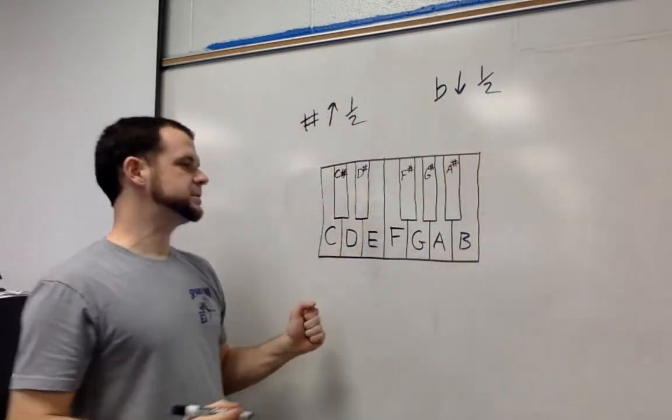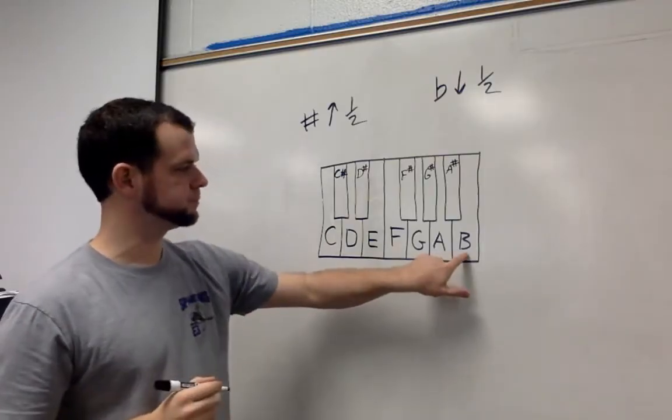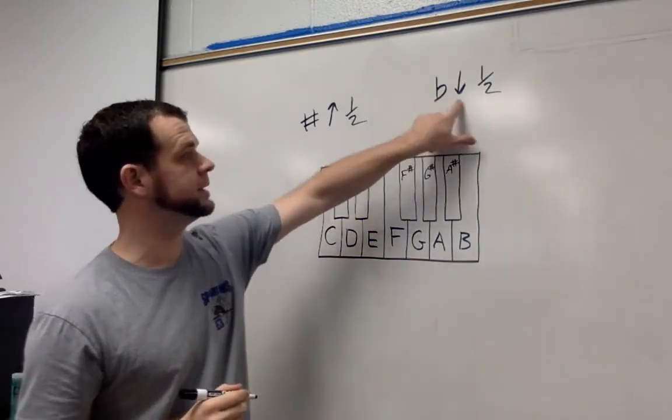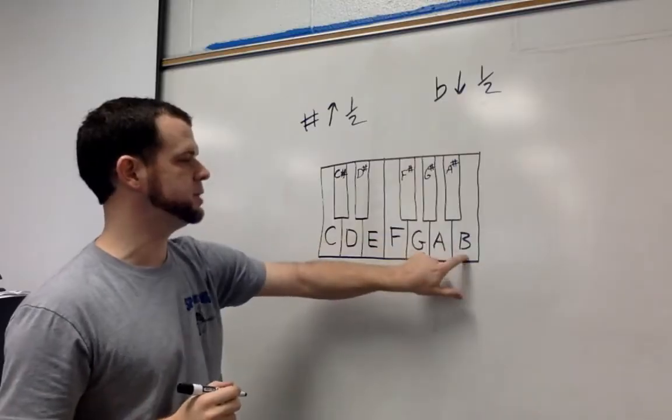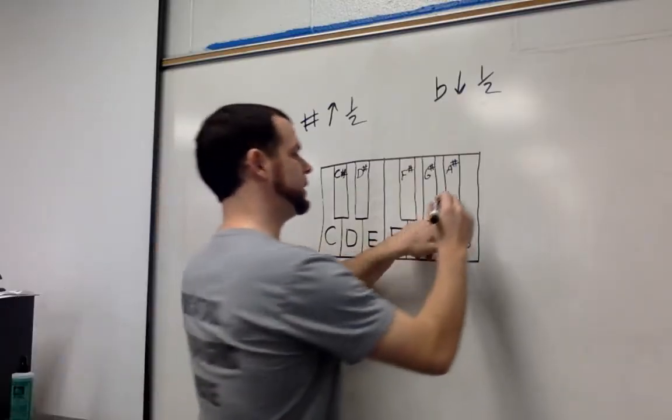But what about the flats, Mr. Ballard? Well, let's start here. B, if we flat it, it lowers it by a half step. So B, lower it to B flat.